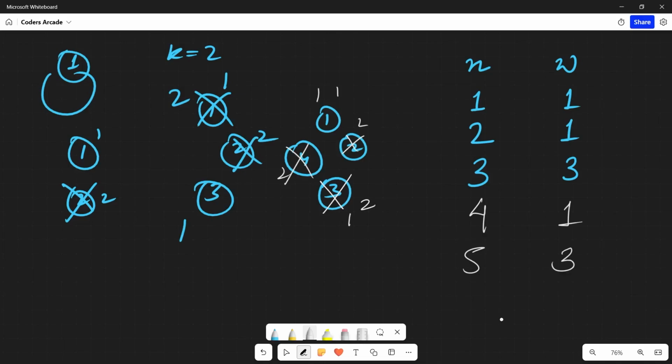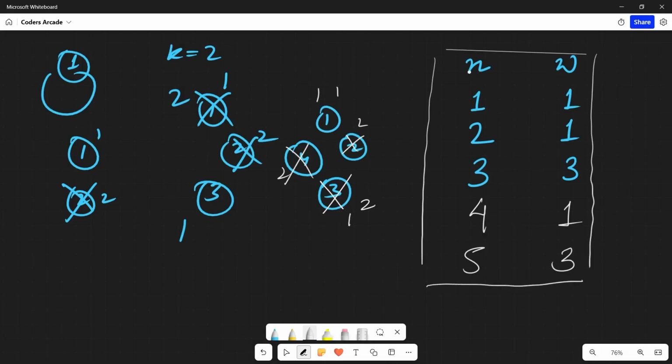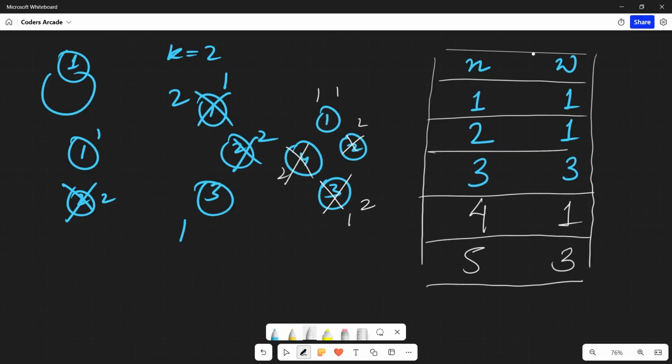Okay. And here, this is very important, guys. This table that you see here is very important. Now you have to try to find a pattern so that we can actually understand how it is working, right? Can you guys pause the video and try to understand if there is any pattern involved in this table that I've given you, N and W?